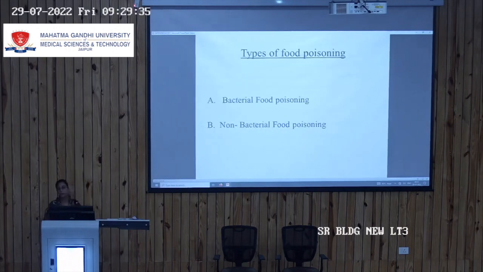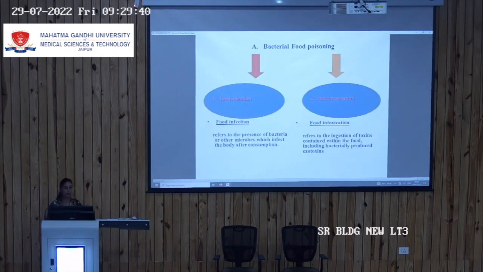So there may be two types of food poisoning, bacterial or non-bacterial. Today we are dealing with the bacterial, that is food poisoning caused by salmonella. Bacterial food poisoning may be caused either by food infection or food intoxication. Food infection refers to the presence of bacteria or other microbes which infect the body after consumption of that contaminated food. And food intoxication means ingestion of toxins contained within the food, including bacterially produced exotoxins.